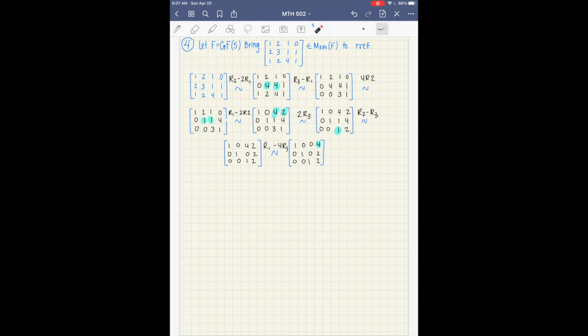So the first thing that I did was I took R2 and I minus 2 of R1, and I got 0, 4, 4, 1. So I'm just going to walk us through that. So we have 2 minus 2, which would give you 0. 3 minus 4, which is negative 1. Negative 1 in mod 5 is 4. Then we have 1 minus 2, which gives you negative 1 again, so that's 4 in mod 5. And then we just are left with 1.